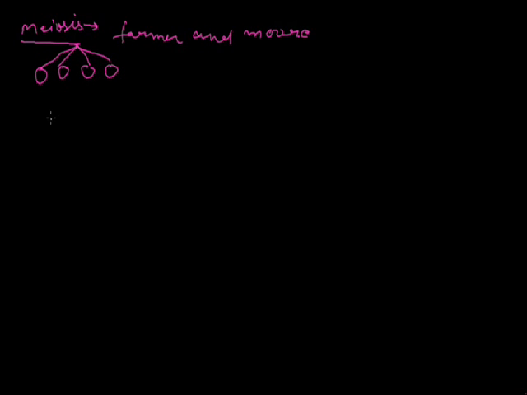Now we are going to discuss meiosis. First, the term meiosis was given by Farmer and Murray. Second, the meiosis process produces four cells. Meiosis includes two divisions. The first one is meiosis first and the second one is meiosis second.